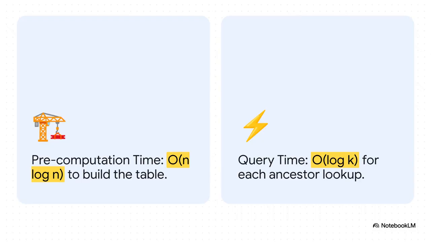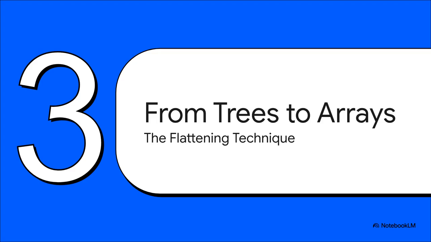So here's the deal, and it's a fantastic one. We pay a one-time cost of O(n log n) to build the table. It's an investment. But after that, every single query is answered in a ridiculously fast O(log k) time. If you have to answer thousands of these queries, this trade-off is an absolute no-brainer. It's a massive win.